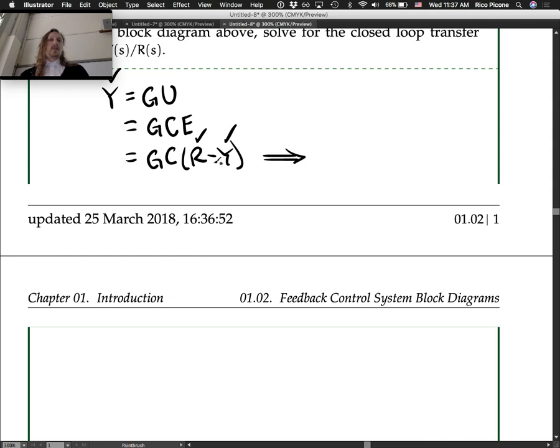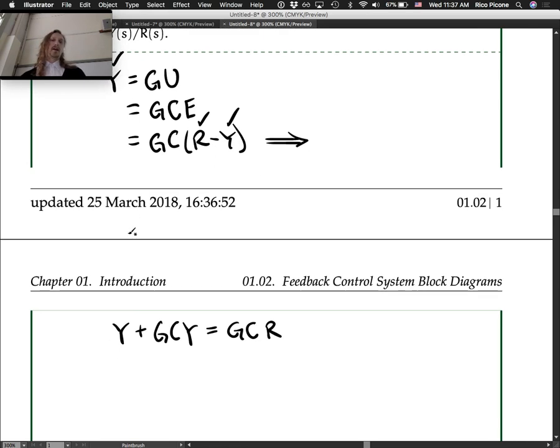Adding the negative y term to both sides, we have y plus GCY equals GC times R. Okay, so I move that term over here to the left side, factor out the y, and divide both sides by 1 plus GC, which is left over. So y equals GC over 1 plus GC, all of that times R.